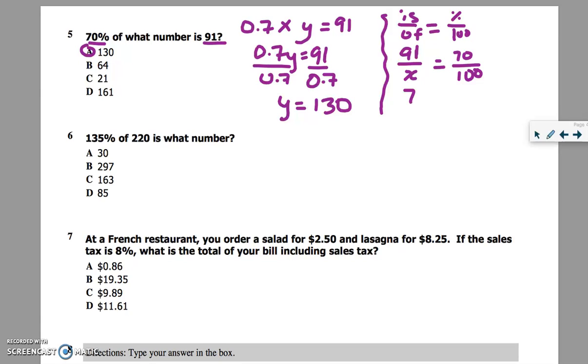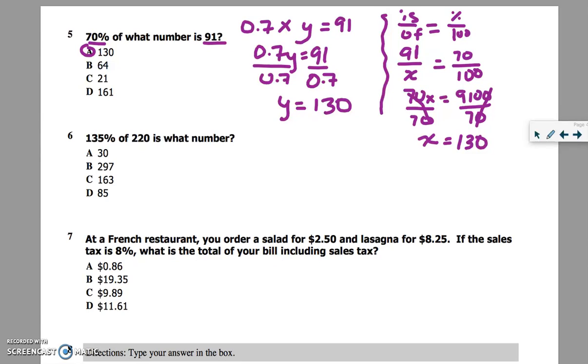Cross multiply, you would end up with 70x is equal to 91 times 100, which would give you 9100. Numbers look a little bigger, maybe a little more intimidating, but it's okay. Follow the rules and you'll be fine. Divide both sides by 70. Dividing each of these by 10, I can take a 0 for a 0. So now I'm left with x equals 910 divided by 7, which now looks more reasonable, and that equals 130. Either method will work.